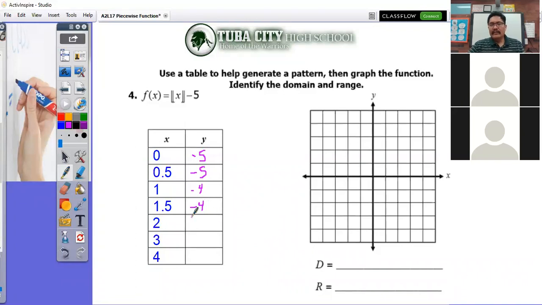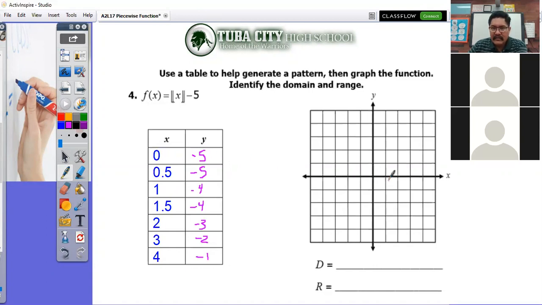Now we have whole numbers. So these are just here to help us establish the pattern. These are already integers, so it's just 2 minus 5, which is negative 3. 3 is already an integer, so 3 minus 5 is negative 2. 4 minus 5 is negative 1. So let's go ahead and plug these in.